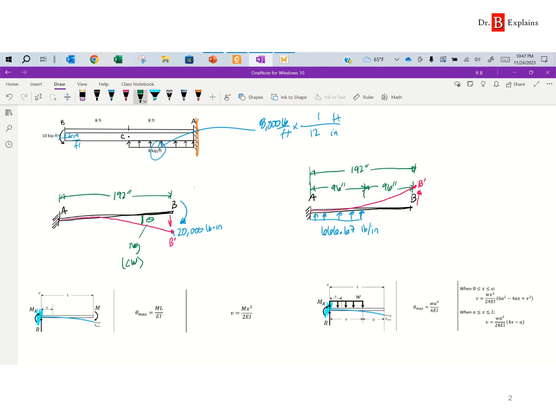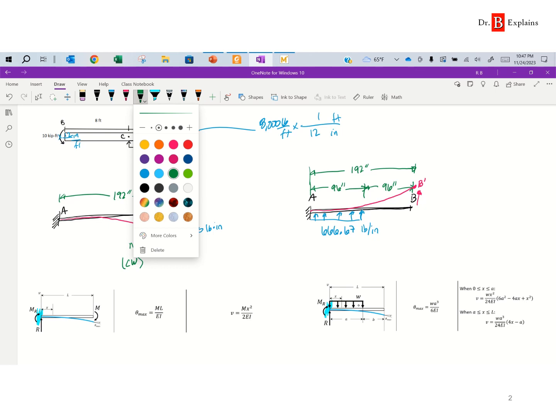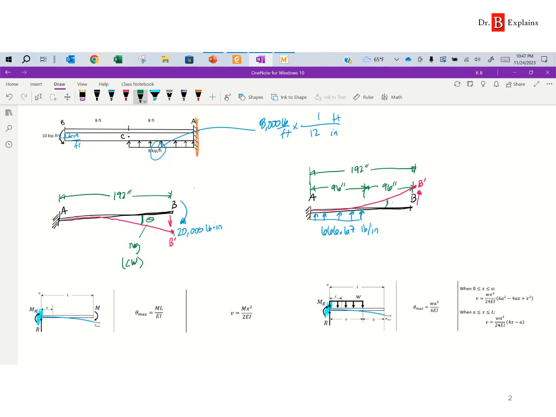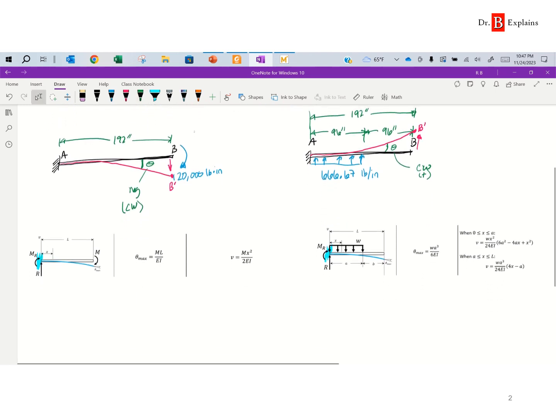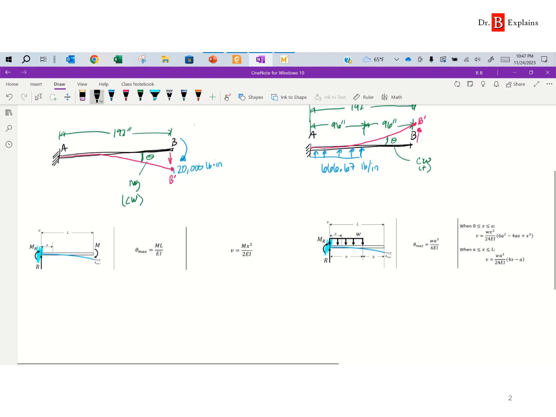And that angle theta over here is going to be counterclockwise, or a positive number. So let's go ahead and calculate what those numbers are. Let's start with the moment, and let's solve for the deflection from the moment.